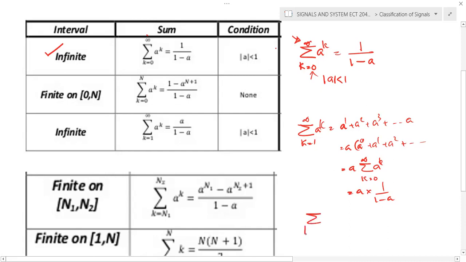If the limit is from k is equal to 2 to infinity a raised to k, and modulus of a is less than 1, you need to write a square into 1 by 1 minus a. If it starts from 3 onwards, a cube into 1 by 1 minus a. So please remember these two formulas, they are very important.